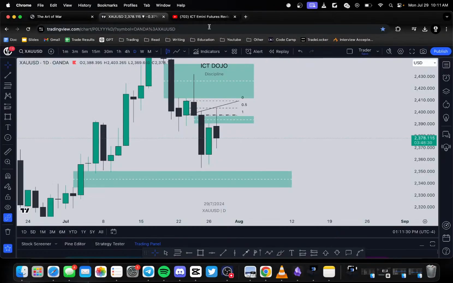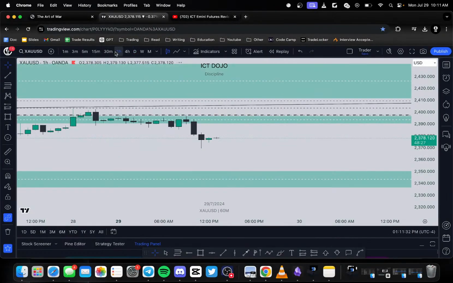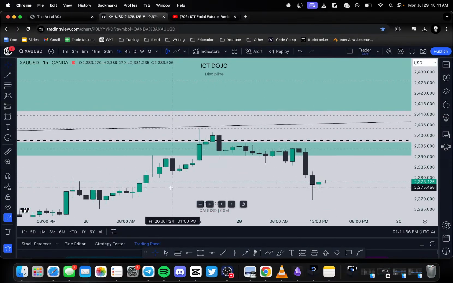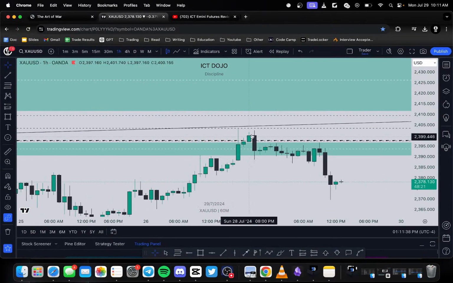And if we look at the new week opening gap that I was showing you guys, price literally came to the tick of that.